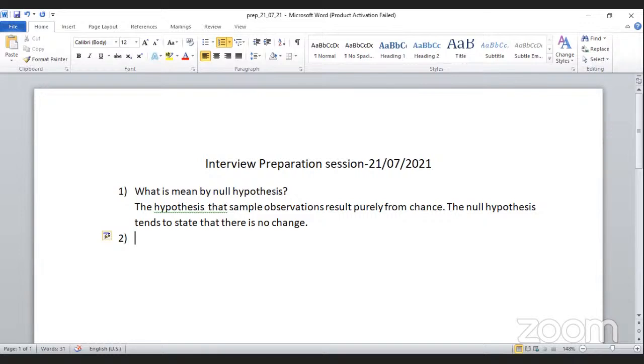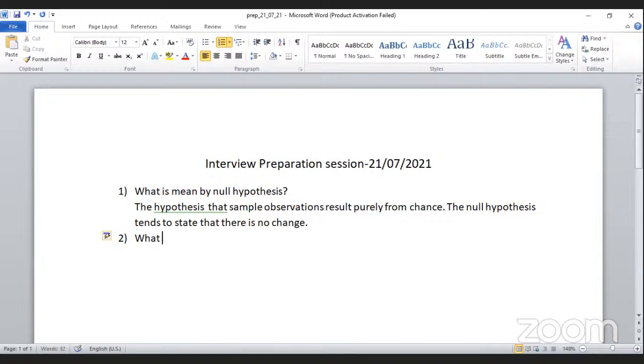So this is the prime difference between the null and alternative. That's why the null hypothesis never tends to change. There will generally not be a change, so we are trying to reject that. That is the meaning behind the null hypothesis. The hypothesis that sample observation results purely from chance has a proper meaning towards the null hypothesis. By its basic nature, the probabilistic outcome it is giving is nothing but your null hypothesis. Clear, guys?